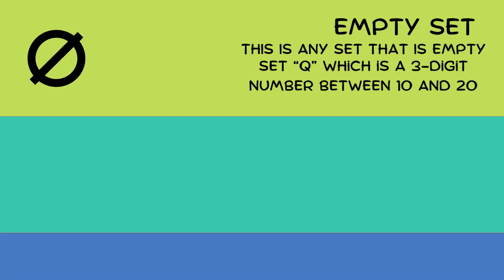Furthermore, we have what is known as an empty set. This is any set that is empty, indicated by a line over a zero or an empty brace. An example of this would be a set like set Q, which contains a 3-digit number between 10 and 20. Because there are no 3-digit numbers between 10 and 20, set Q would be empty.